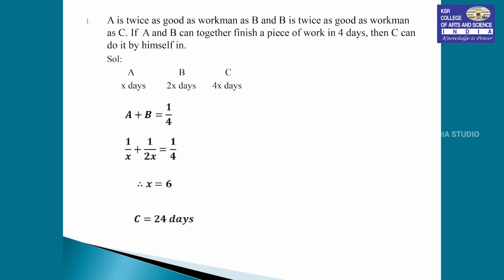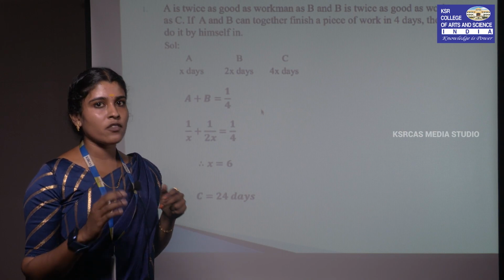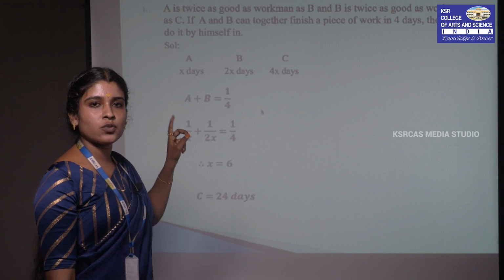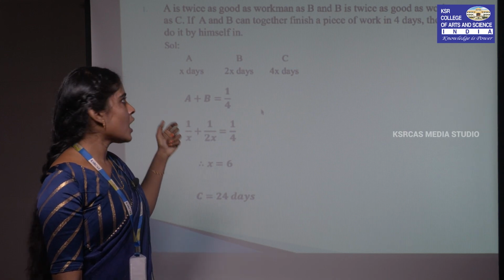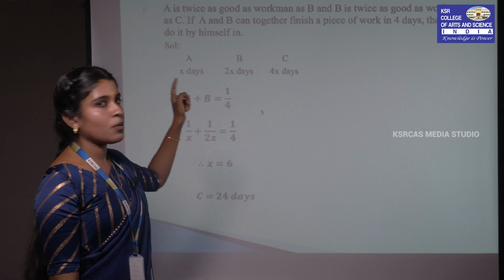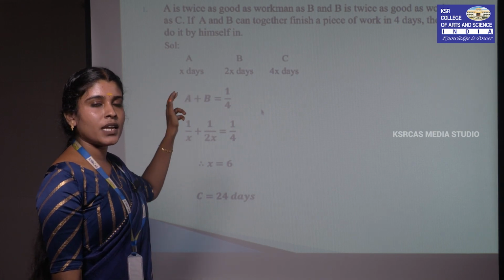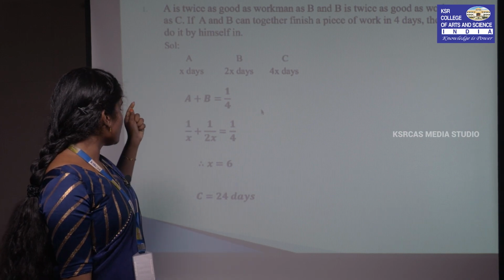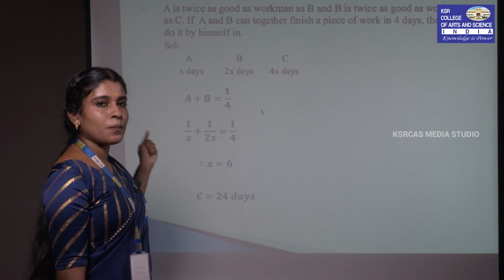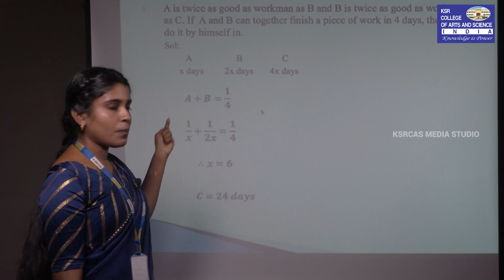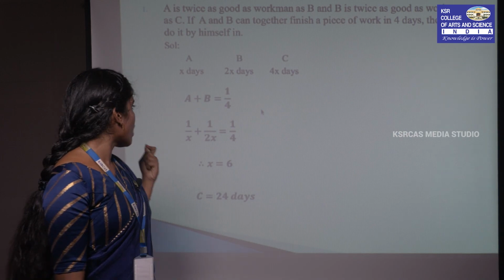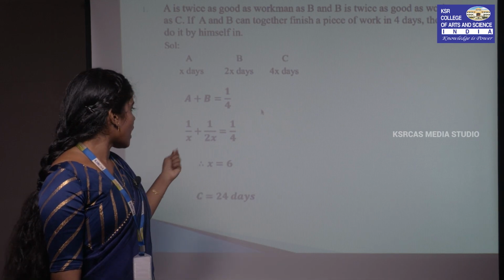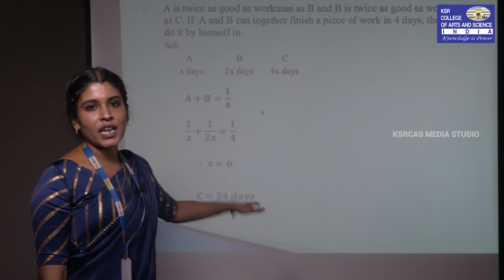So here we can write A plus B equal to 4 days. Next we have to convert it to the form A plus B equal to 1 day's work, so we write 1 divided by 4. Then, already we found A takes X days and B takes 2X days, so we convert to 1 day's work. In this place we can replace it with 1 by X plus 1 by 2X equal to 1 by 4. After simplification we got X equal to 6 days. So in this question, C alone can complete the work in 24 days.